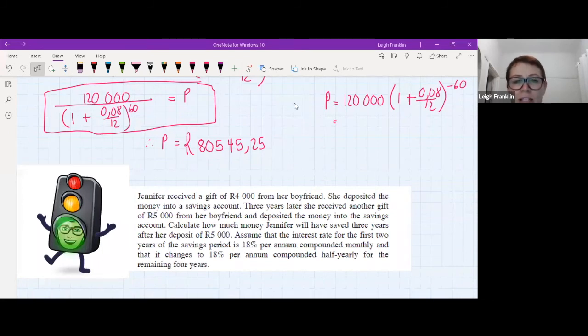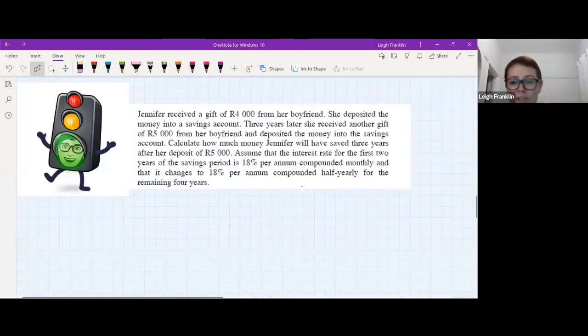All right, so now let's make things just a little bit more interesting, and then we can move on to the next thing. So Jennifer receives a gift of 4,000 Rand from her boyfriend. Isn't she lucky? She deposited the money into a savings account. 3 years later, she received another gift of 5,000 Rand from her boyfriend and deposited the money into her savings account. Calculate how much money Jennifer will have saved 3 years after her deposit of 5,000 Rand.